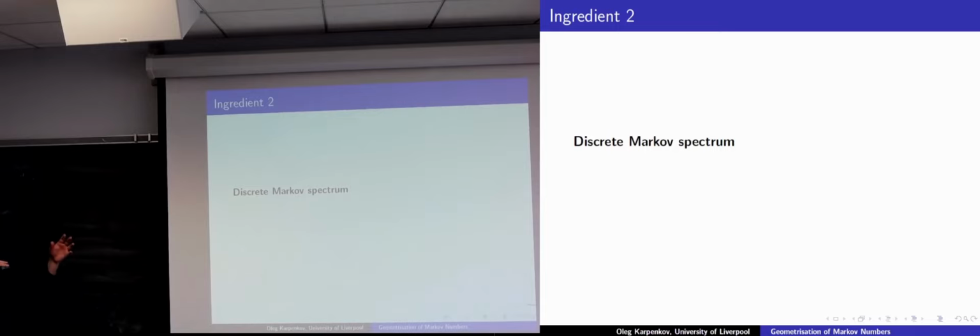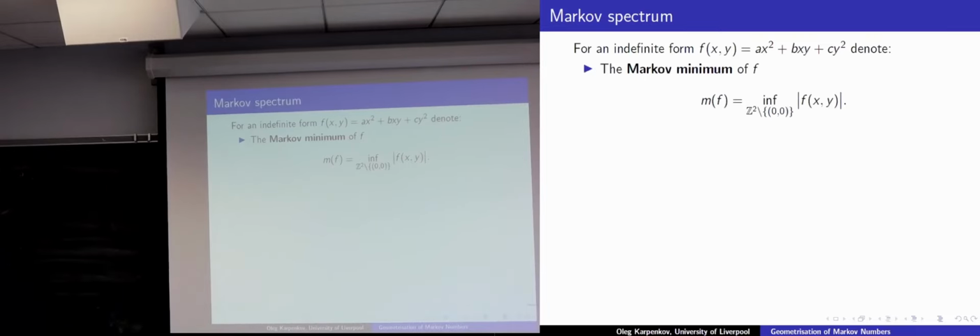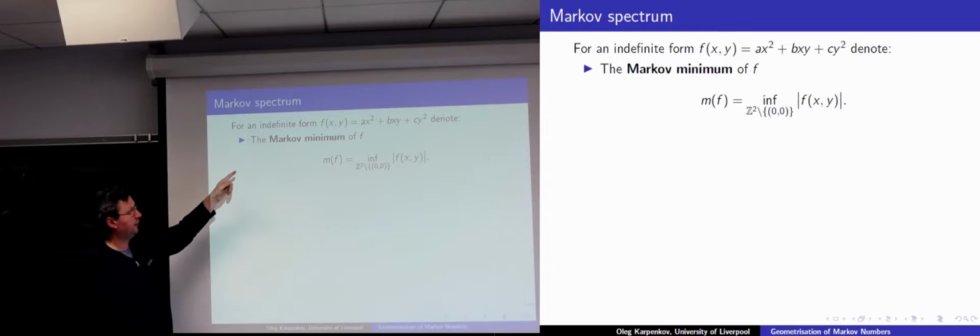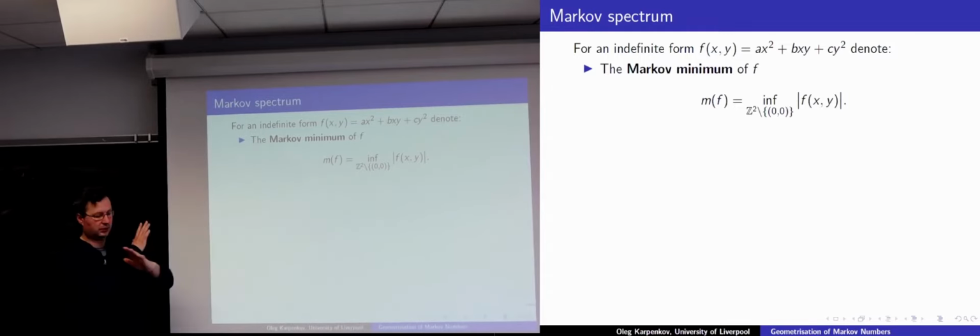Sometimes I will be jumping from one subject to another, so I hope you are fine with that. Because now we are going to discuss a little bit of the Markov spectrum. What we are doing now is taking an indefinite form. Basically it is a form that is decomposable as two linear factors in R2.